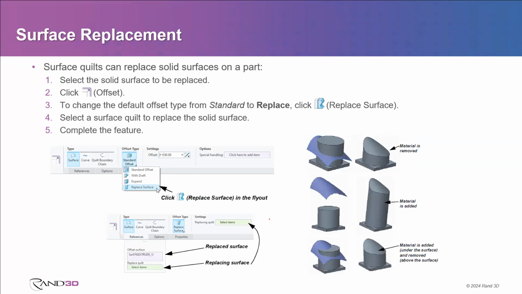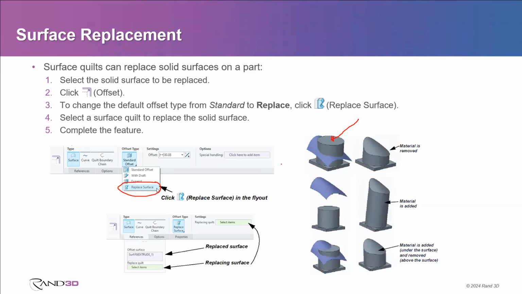So in this example, the gray geometry is all solid. The bluer geometry is the surface. It's one single quilt. And now I'm going to do a replacement. I'm going to start by picking the solid face that I want to replace the shape and position with. I'll pick the top of the cylinder, start an offset feature. And now when I get into the offset, instead of a standard offset, which would be the default, I'm going to switch it to a surface replacement. Then Creo is going to ask which surface or which quilt do you want to replace it with.